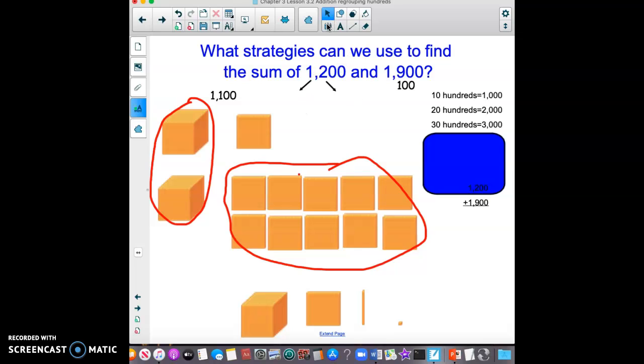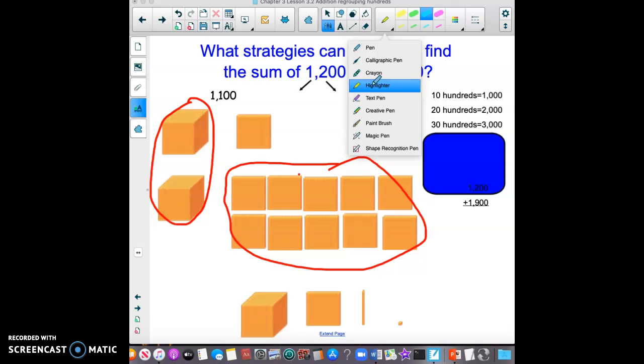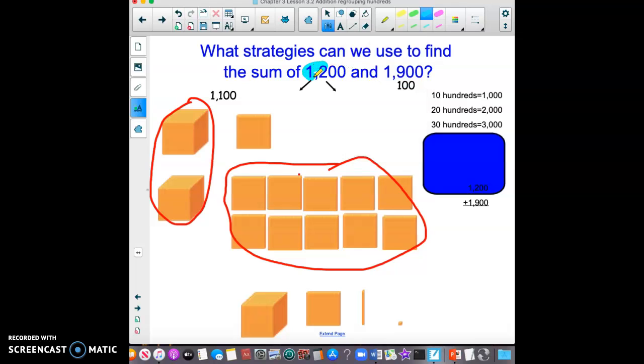Another way to think about this problem is to think about the 1200 as all hundreds. There are 12 of these things that we call hundreds. The 00, right, reminds us of hundreds, like 100 is 100. So I've got 12 hundreds in 1200. And I've got 19 hundreds in 1900. Let me erase some of the pictures so that you can see that a little clearer.